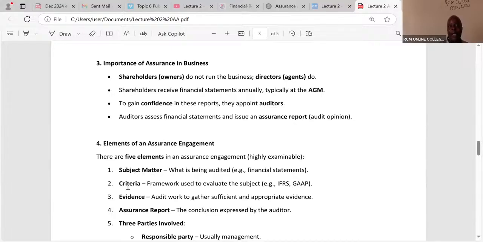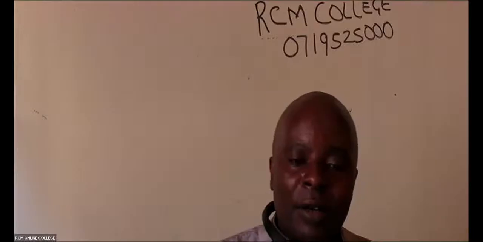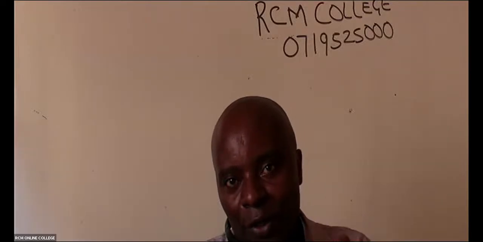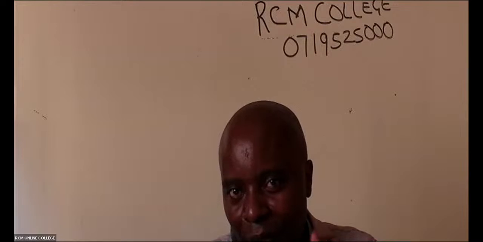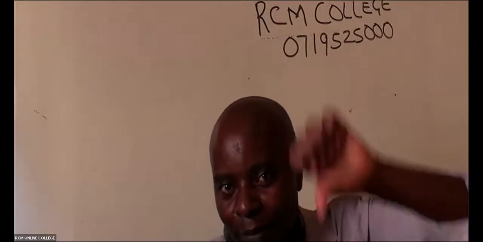Number 2, there must be a criteria. There must be a framework against which I'll be auditing those financial statements. I'm not going to audit those financial statements in a vacuum. No. There must be a framework, the criteria. So the framework used to evaluate the subject matter, which in our case is the famous International Financial Reporting Standards. So I'll be asking myself, if these guys have had a provision for some legal services, have they followed the IFRS framework? If they have, good. If they have not, bad.